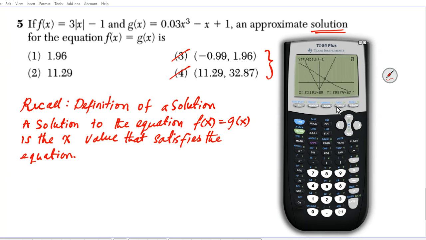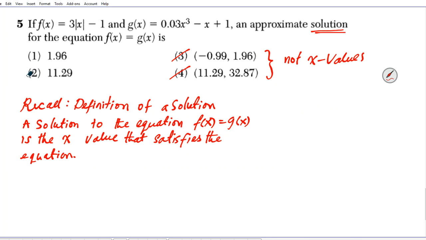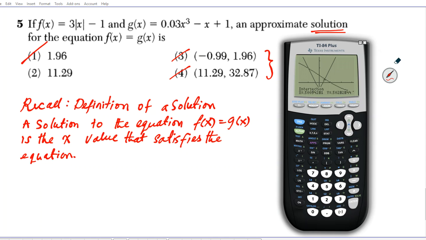So second function calculates the intersection. Press 5. Enter, guess. Make sure your cursor is close to the intersection point you want to calculate. So it's 0.5. So since the positive solution is 0.5 and not 1.96, 1.96 is somewhere here, that automatically tells us that the answer should be option 2. It cannot be this one. Okay? So let me show you how to know for a certainty that this is the correct answer.